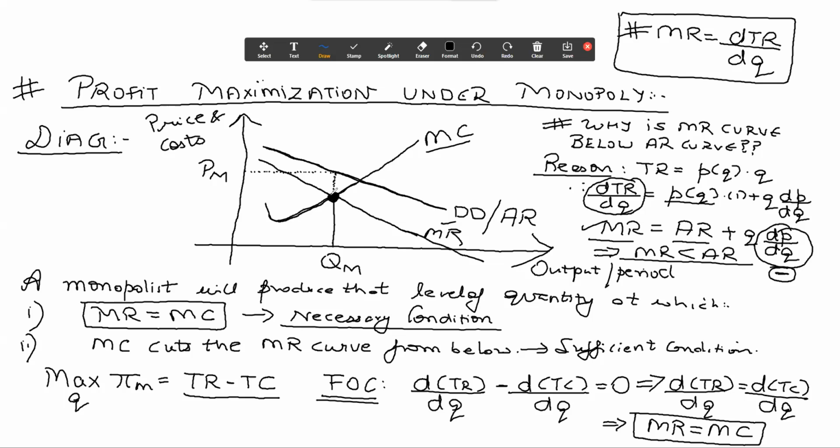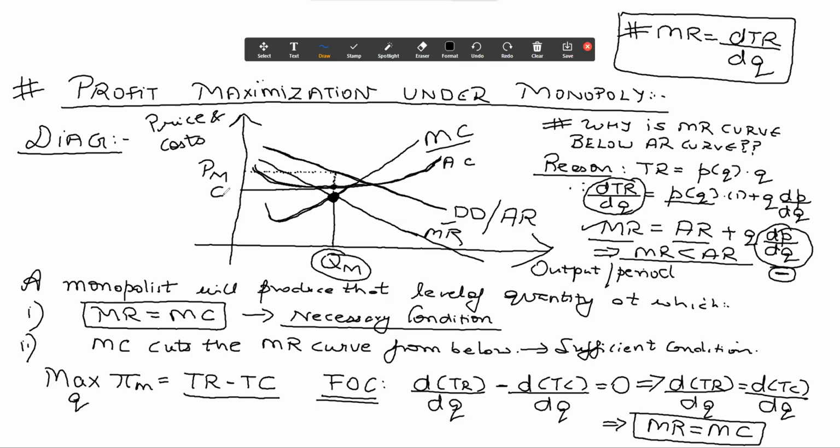So I hope students are clear with this. If I also add the average cost curve here, suppose this is my average cost curve. All of us know that the average cost curve is U-shaped. Now, if I ask you what is the cost of the monopolist at the quantity level QM, what is my average cost? This is my average cost.